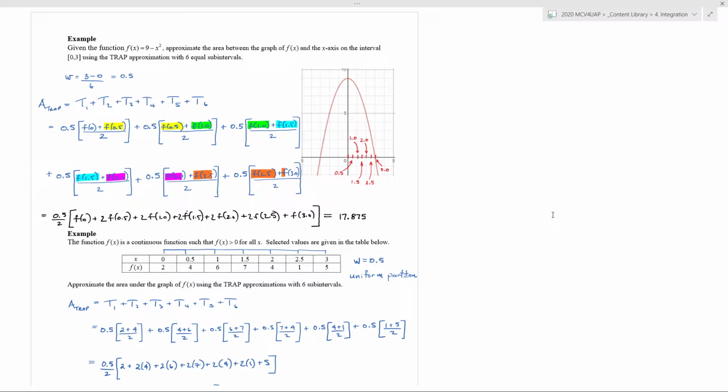When you plug that into the calculator, you would get 17.875 as your area. So it's similar to the last example, only more trapezoids. But the pattern is the same.